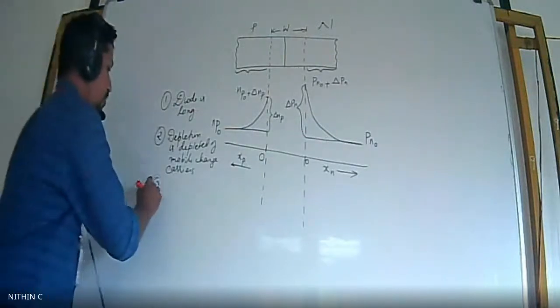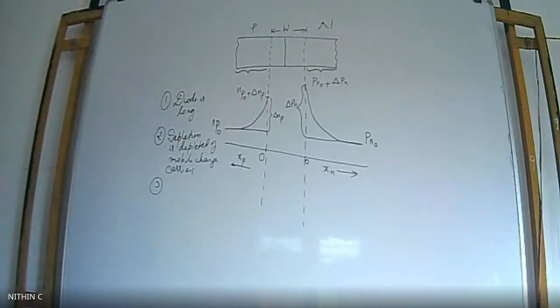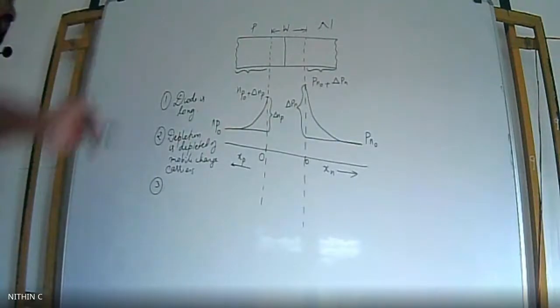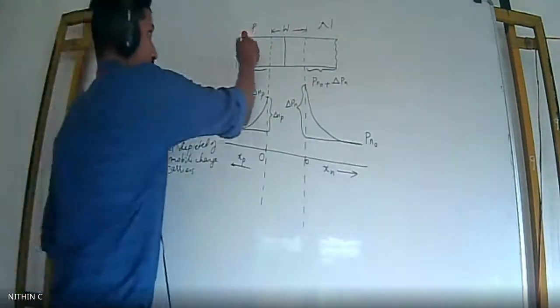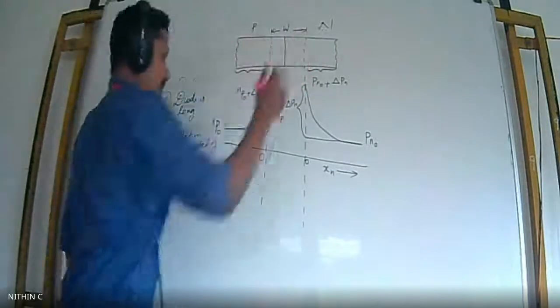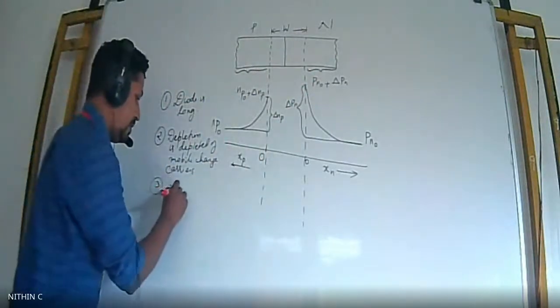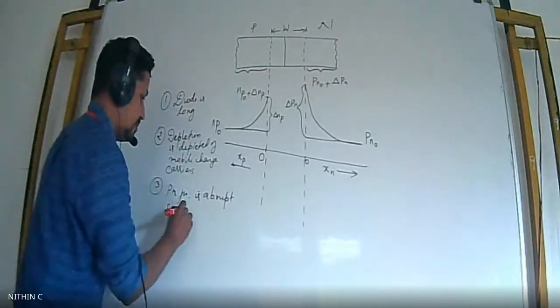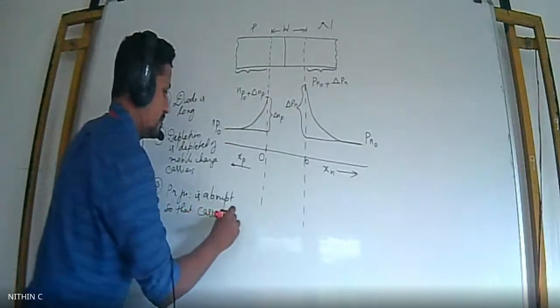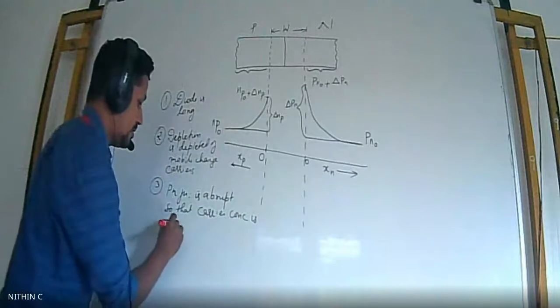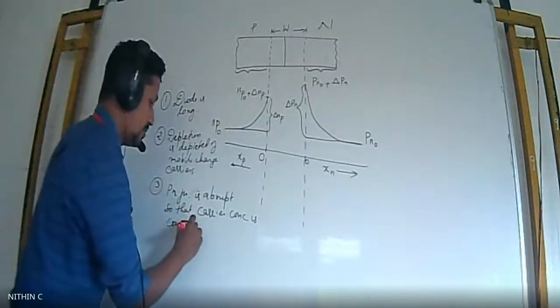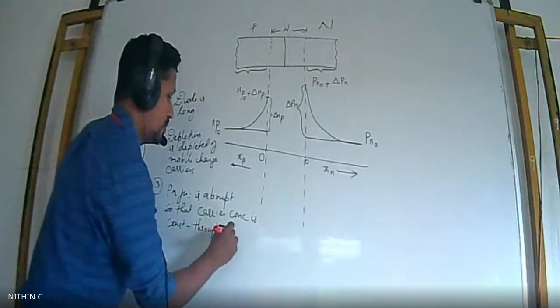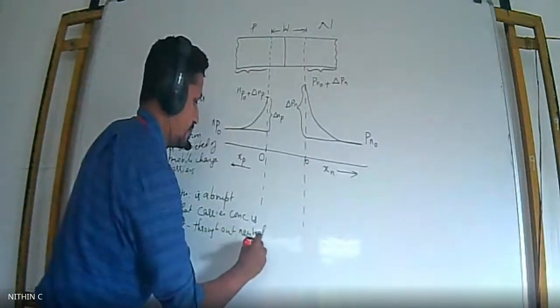And now we'll move on to the third assumption, which states that the PN junction is abrupt. Or in other words, we can say that the carrier concentration is constant in the neutral regions. In this region and in this region, the carrier concentration is constant. The PN junction is abrupt, so that the carrier concentration is constant throughout the neutral region. This is the third assumption.